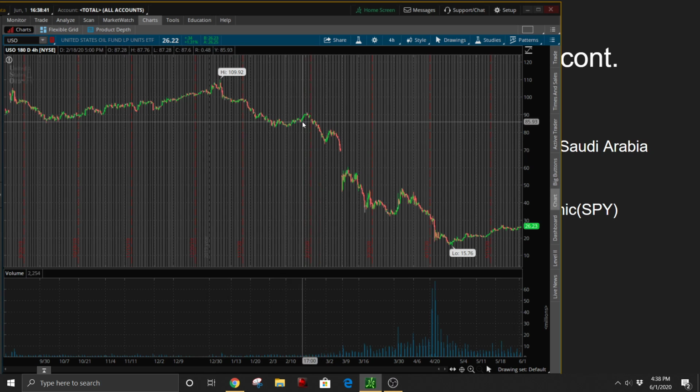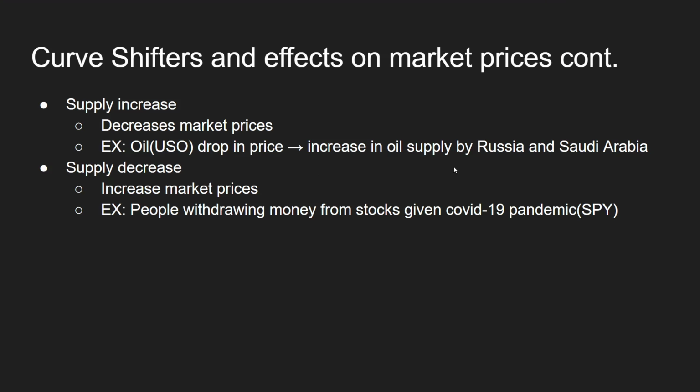But it quickly sold off around this time period, and this time period right here was essentially when Russia and Saudi Arabia were fighting for market share in the oil industry, and as a result they were outputting large sums of oil, and these large amounts of oil shifted the supply curve rightwards and decreased the price. And you can see that in this huge sell-off right here.